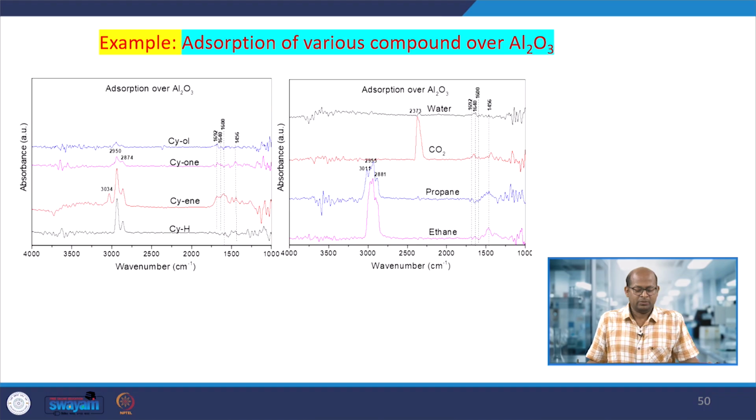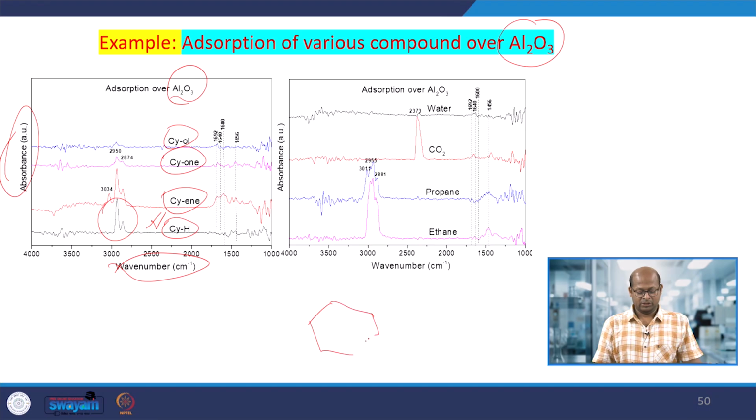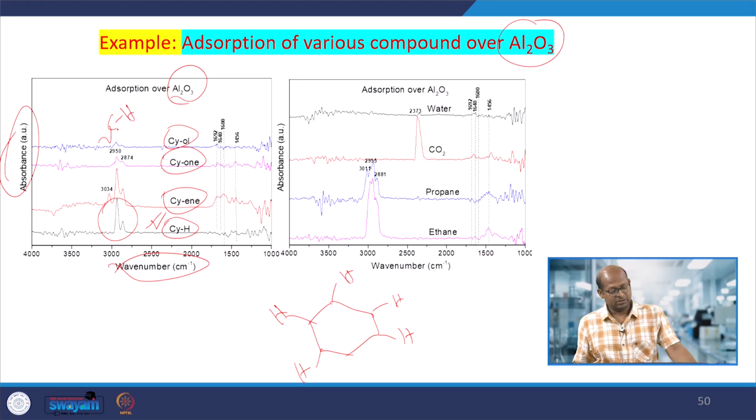Okay, so here are a few examples where alumina was taken as the powder sample, and over it different hydrocarbons were mixed, and then DR spectra were taken. The x axis is wave number, and the y axis shows absorbance. In the case of cyclohexane, we get the CH bond vibrations, since only CH bonds are present in the molecule. That usually comes within the range of 3000 centimeter inverse.